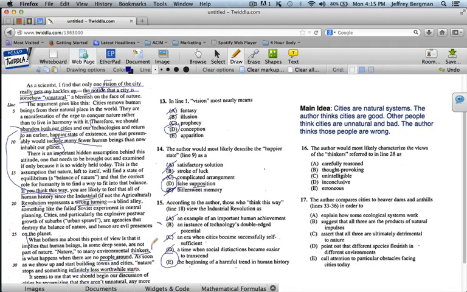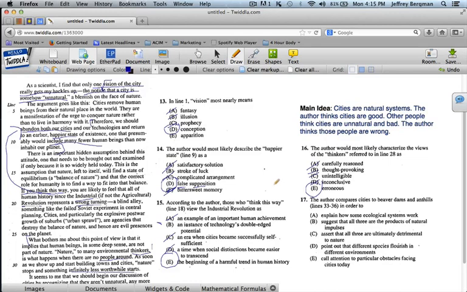So these thinkers here, they're still the people who think cities are bad. The author disagrees with them. So naturally, he'd think it's wrong. We want a word that means wrong. Carefully reasoned? No. Thought-provoking? No. Unintelligible? That means they're not understandable, and the author does understand them. He just thinks they're wrong. Inconclusive? Nope. Erroneous. That means wrong.